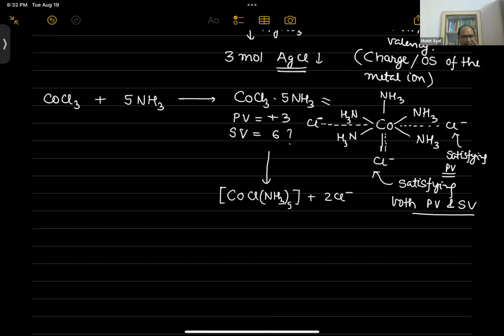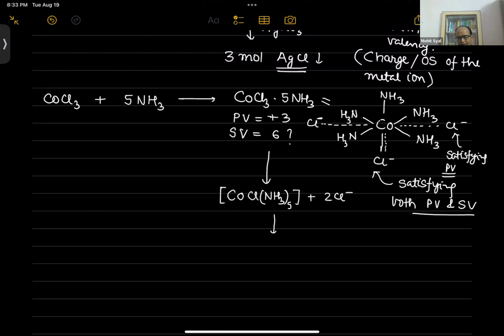Because one of the Cl minus was forming a covalent bond also, was satisfying a secondary valency. Got the point? So that we know will not get ionized. Only the chloride ions which were satisfying the primary valencies only, they were ionized.